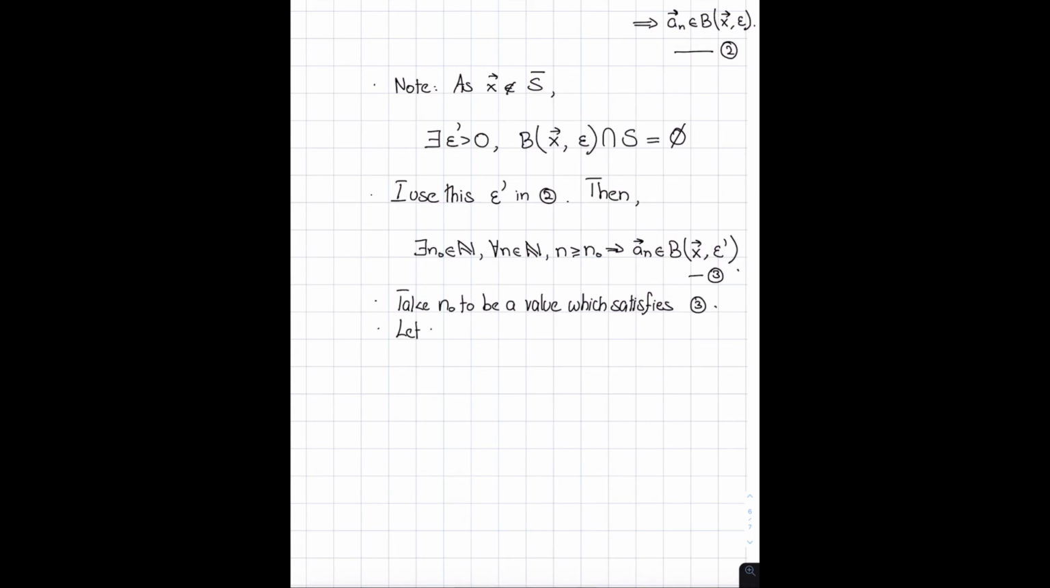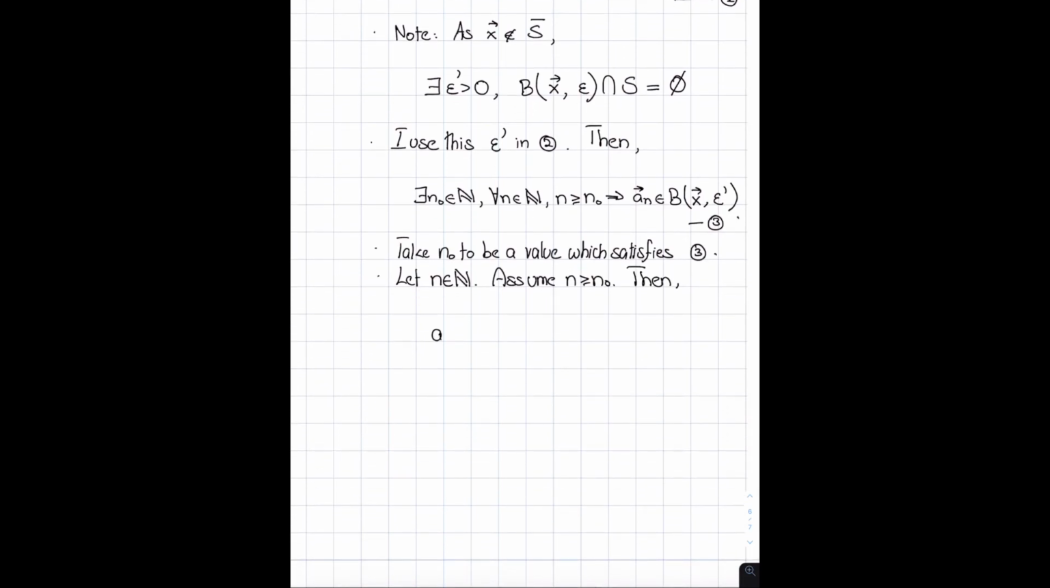Let n be in the set of natural numbers. Assume n is greater than or equal to n naught. Then, and this is where the contradiction will come in, a of n is an element of the ball centered at vector x, comma epsilon prime, and as a of n is a sequence in S, what we also know is that a of n is also in S, because the entire sequence a of n is supposed to lie in S.